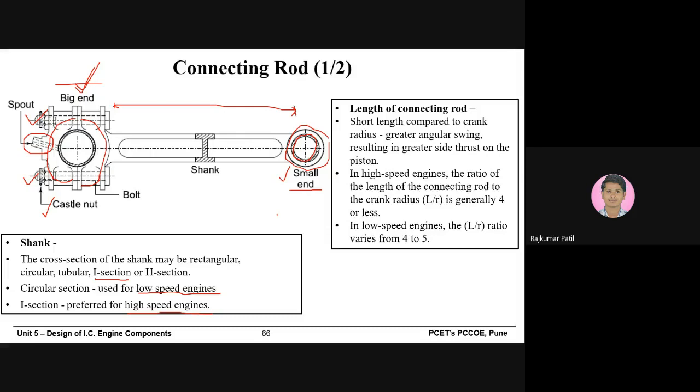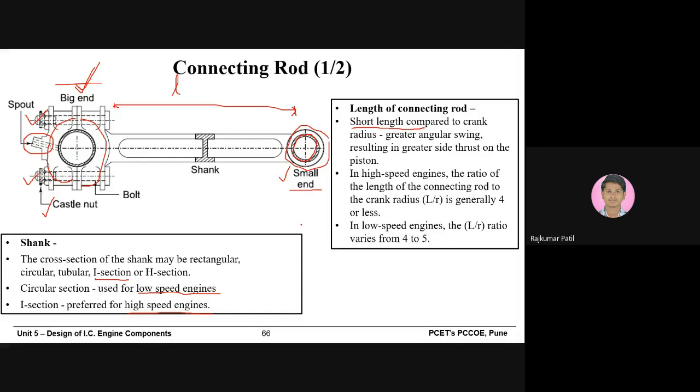Then the question arises, how long should this shank be? Its length is very important. If we go for a short length compared to the crank radius, you will observe greater angular swing, and that is not good for the life of the connecting rod, and it results in greater side thrust on the piston. That's why we should not select a shank with smaller length.